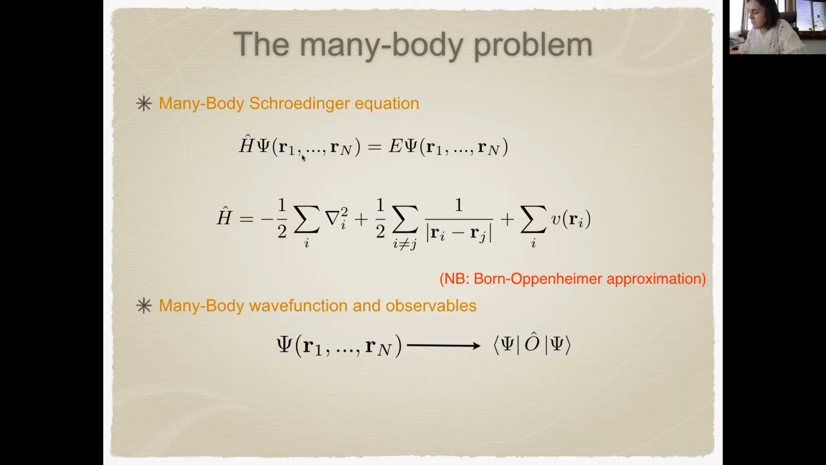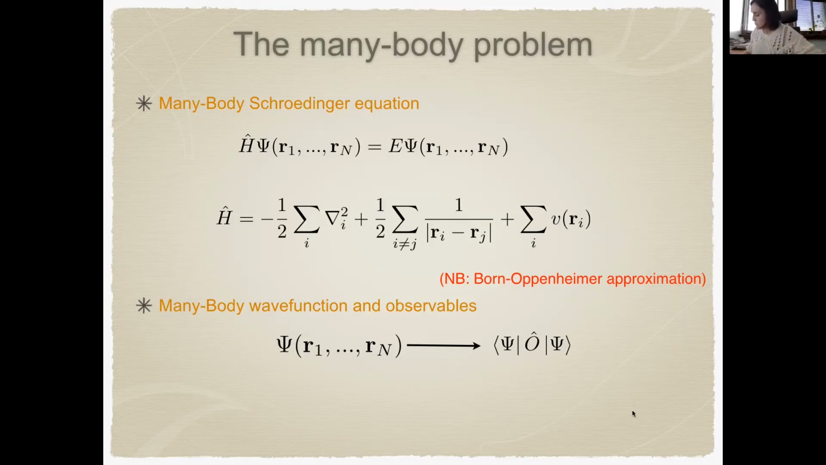The Hamiltonian is within the Born-Oppenheimer approximation, without relativistic effects. So we have the kinetic energy, then the electron-electron interaction and an external potential. In this case, I used a local external potential. And from the many body wave function, we can then calculate the observables. At the end, we are interested essentially in the observables, which characterize a system.